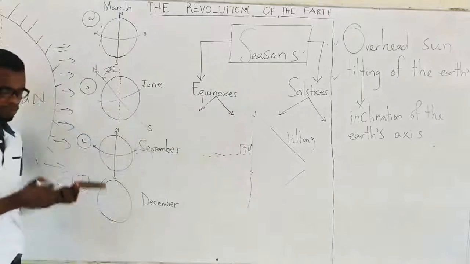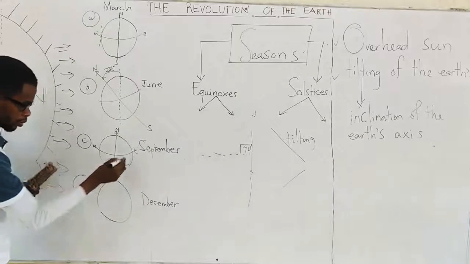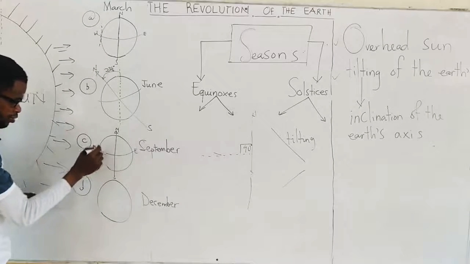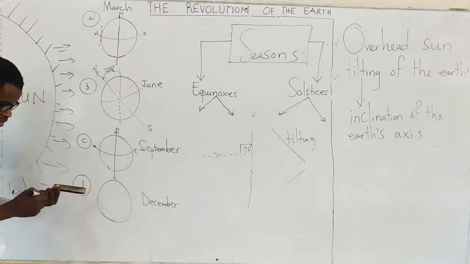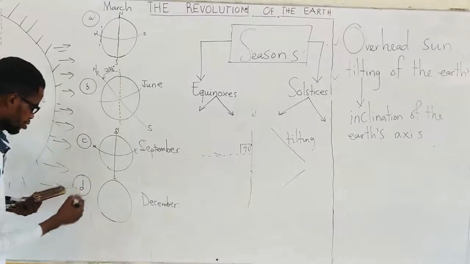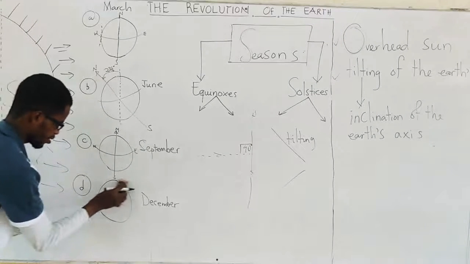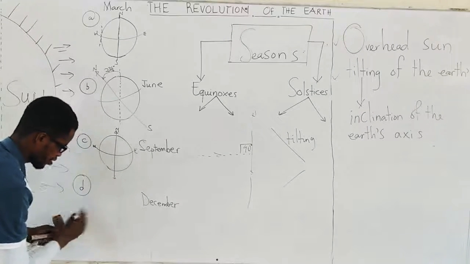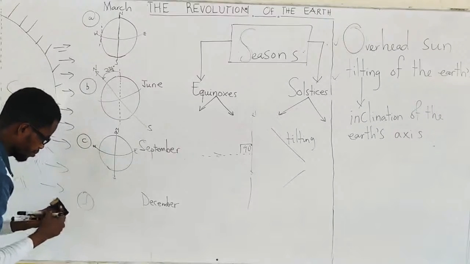That is what we call the equinox. The equinox. Okay. So overhead Sun will still form an angle of 90 degrees when it hits the equator. Okay. Now let's come to the last solstice.